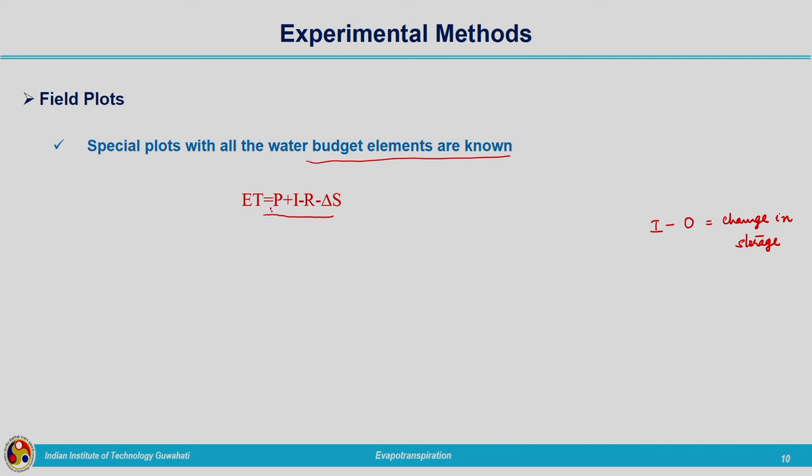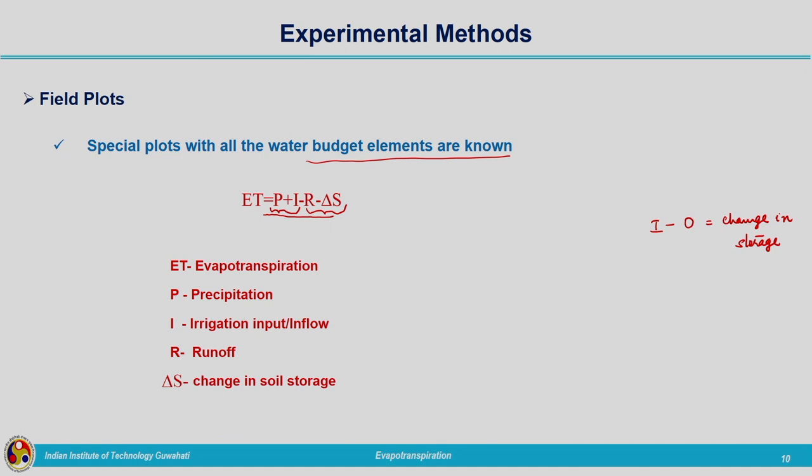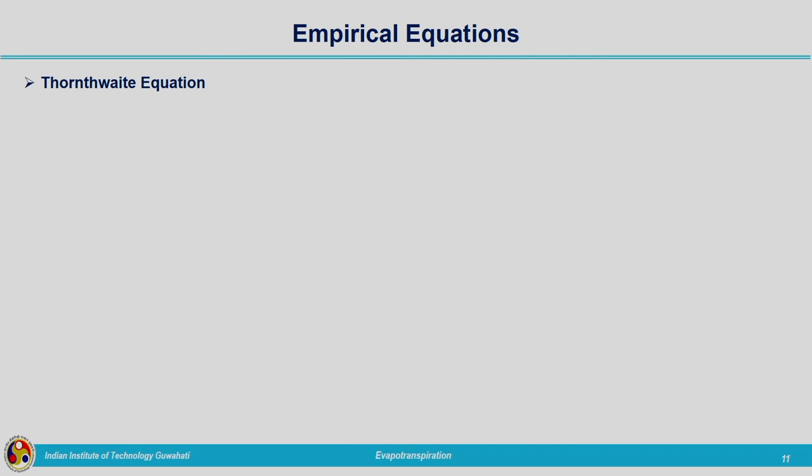Here P and I both are contributing as inflow, R is the outflow, and S is the storage. So evapotranspiration ET can be obtained by making use of the inflows, P the precipitation and I the irrigation input, and R is the runoff, and delta S is the change in soil storage. How much change is taking place in the soil moisture, that is the change in storage. So by making use of this, we can calculate the evapotranspiration by conducting experiments, either by using a lysimeter or by using field plots.